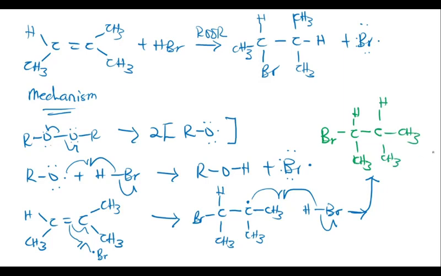So this is the product plus the Br radical in solution. And then this Br radical will go back and react with the alkene again to form the product, and then it continues. Like I said, this reaction is a chain reaction. Now let's look at one more example and then we end this tutorial.